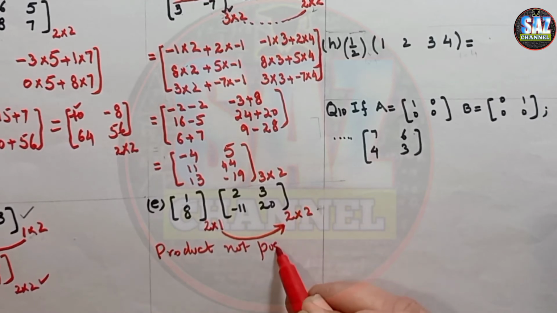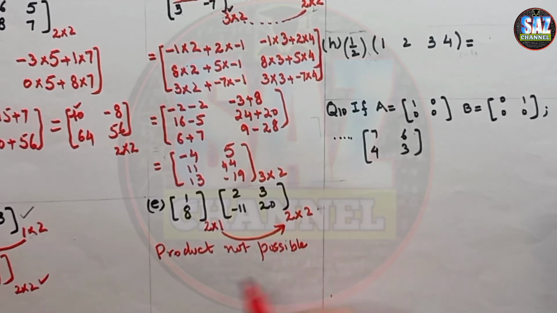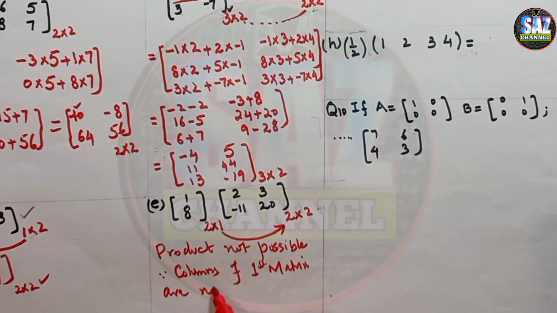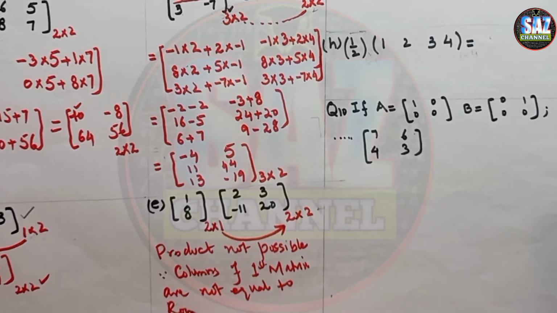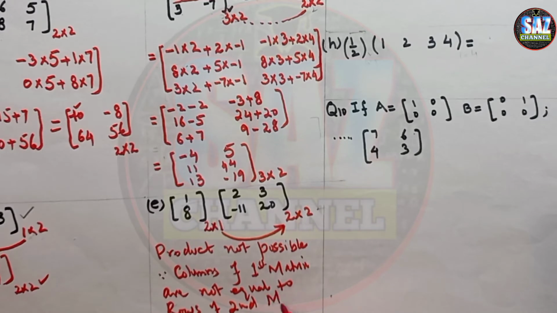Not possible because columns of first matrix are not equal to the rows of second matrix. I hope you are clear about this question, and let's move to the next part.